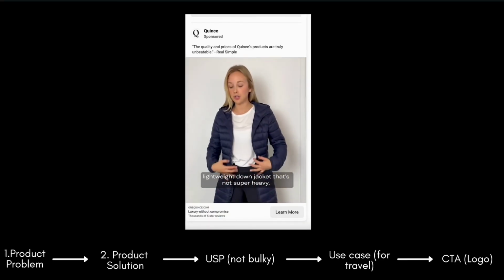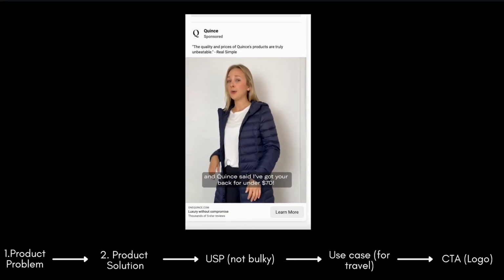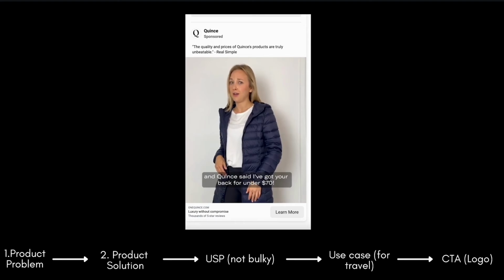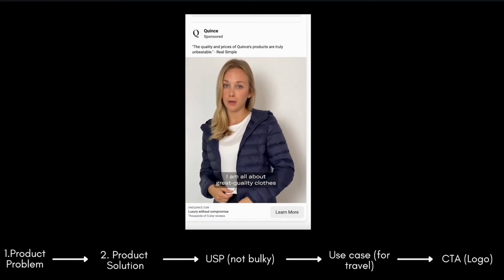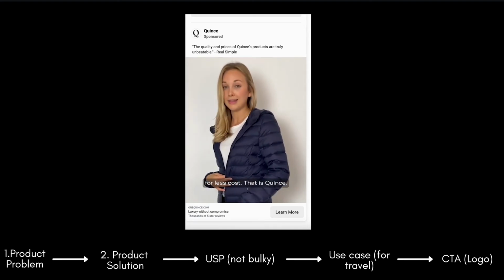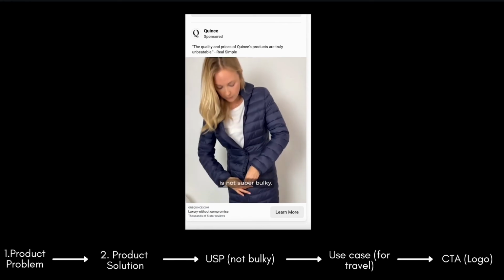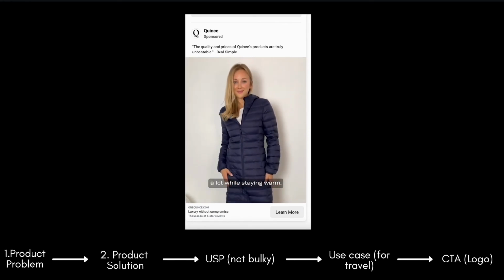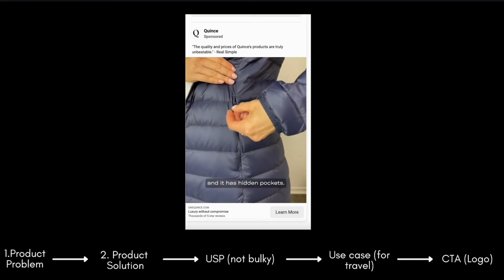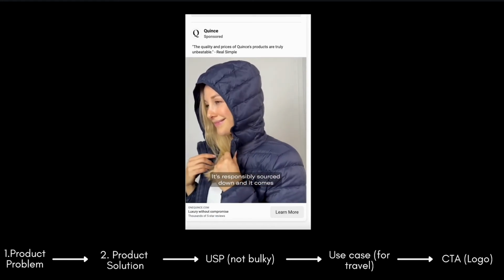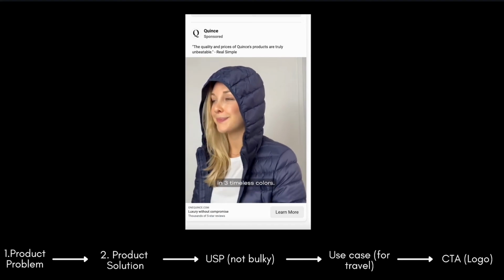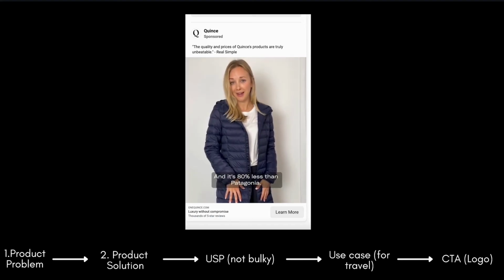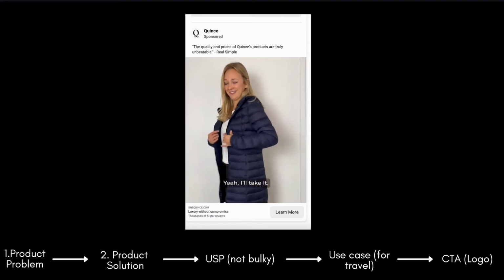Look out for a lightweight down jacket that's not super heavy. And Quince said I got your back for under $70. I am all about great quality clothes for less cost. That is Quince. I love that this down jacket is not super bulky, so you don't feel like you're carrying a lot while staying warm. You can pack it easily for travel, and it has hidden pockets. It's responsibly sourced down, and it comes in 3 timeless colors. And it's 80% less than Patagonia. Yeah, I'll take it.